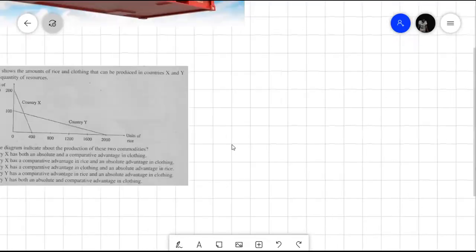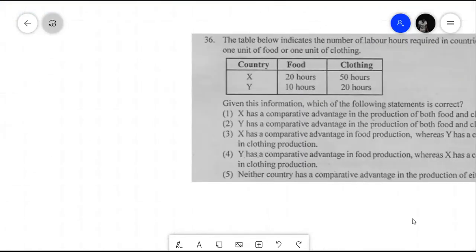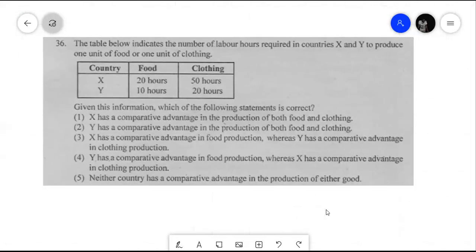Now, tell me, in the 2012 question, what happens here? The table below indicates the number of labor hours required in countries X and Y to produce 1 unit of food and 1 unit of clothing. What have they given you here? Input or output? Here it's input data, because they're talking about labor hours, not the amount of output. So that is the first thing that you have to figure out.